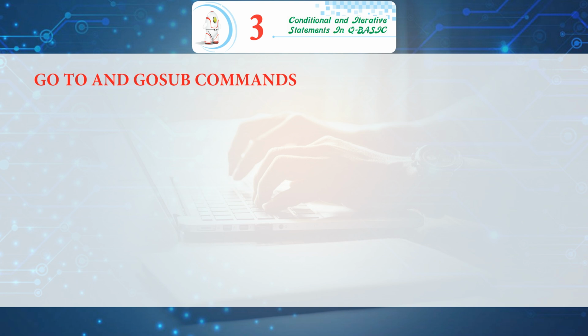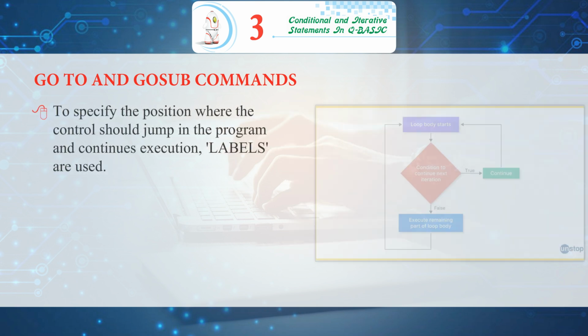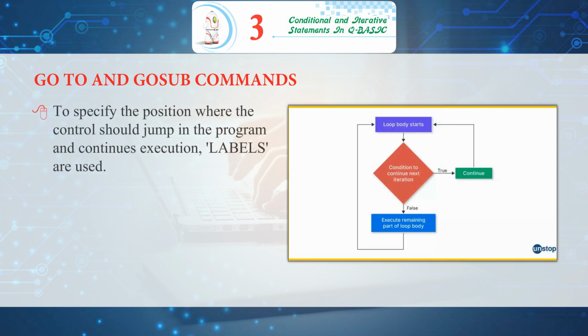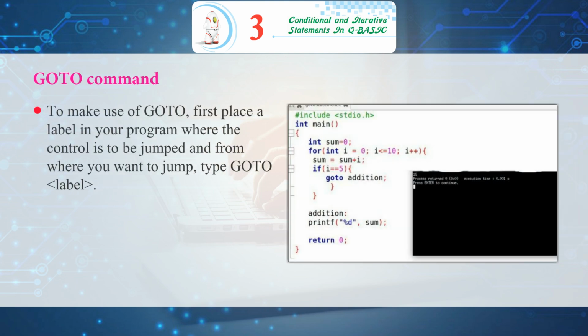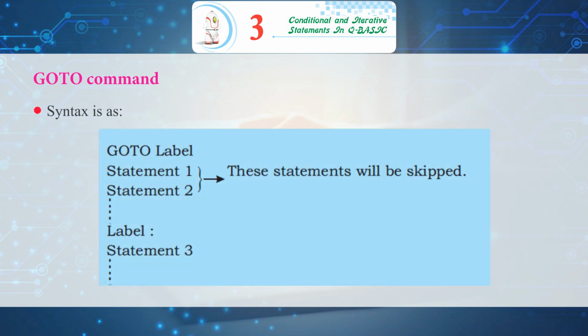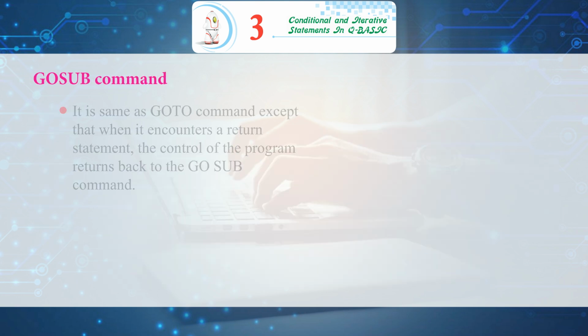CLS. GOTO and GOSUB commands. These commands are used when you want to jump to certain positions in your program. To specify the position where the control should jump in the program and continue execution, labels are used. GOTO command. To make use of GOTO, first place a label in your program where the control is to be jumped and from where you want to jump. Type GOTO label tag. Syntax is as: example.